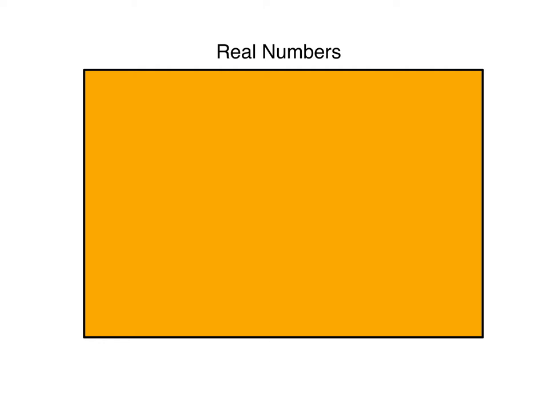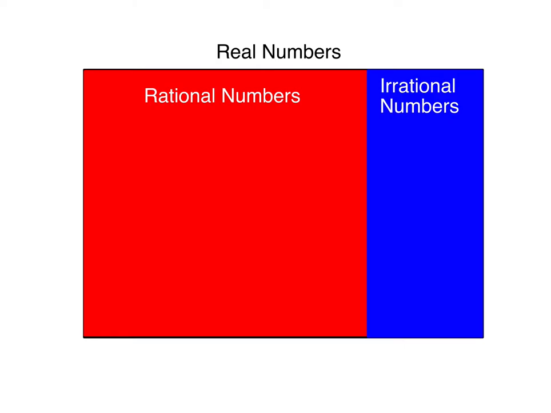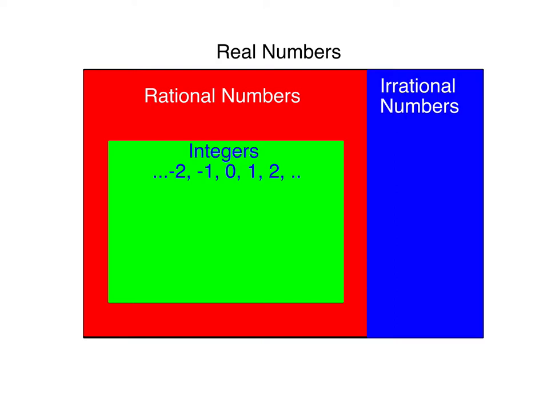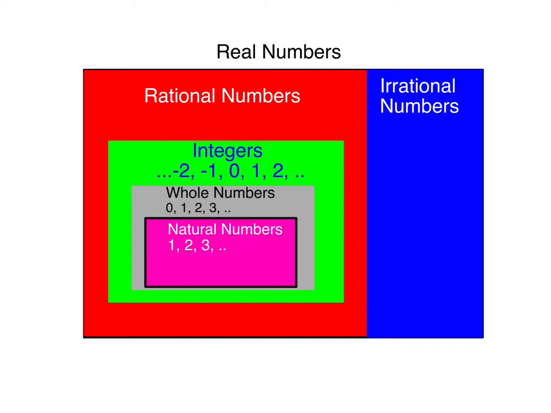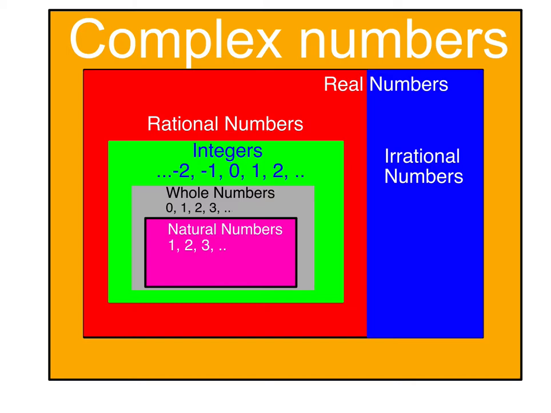We said we had real numbers. They were divided into rational numbers and irrational numbers. And then inside of the rational numbers you had subsets. You had integers, whole numbers, and natural numbers. And this was all of the numbers that we knew about so far. But actually, there is another set of numbers that encompasses all of these numbers, and that's the set of complex numbers. All real numbers are complex numbers. All irrational numbers are real numbers and complex numbers, and so on and so forth.